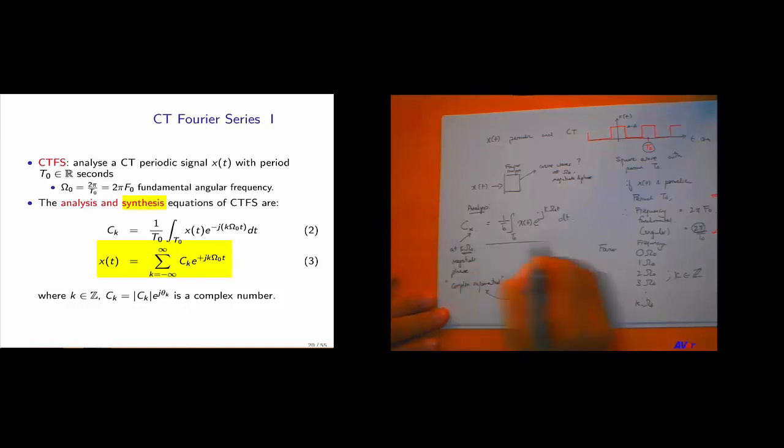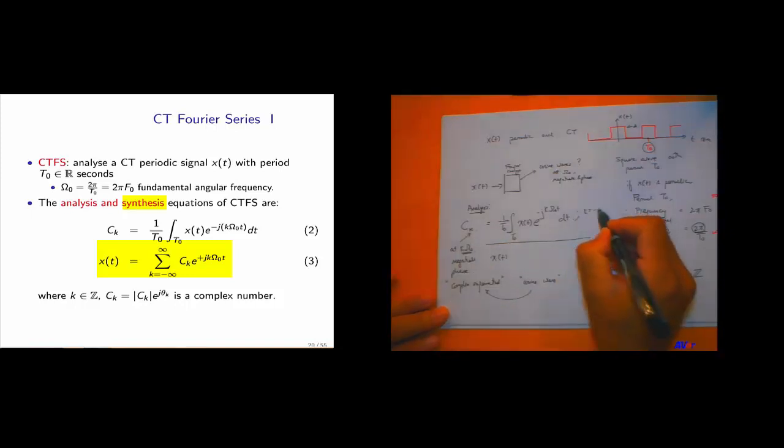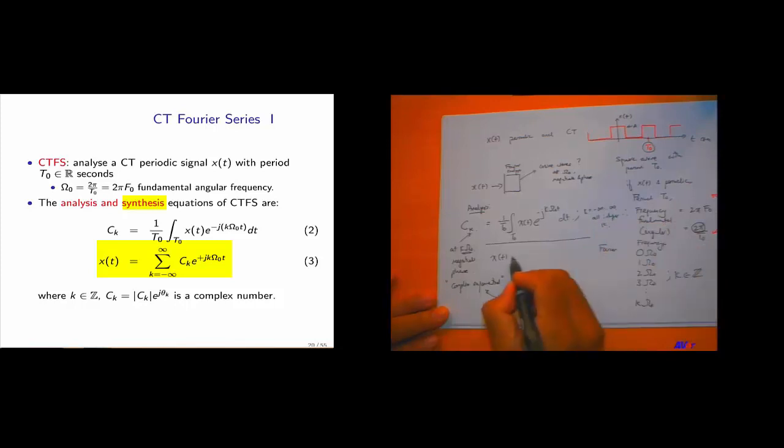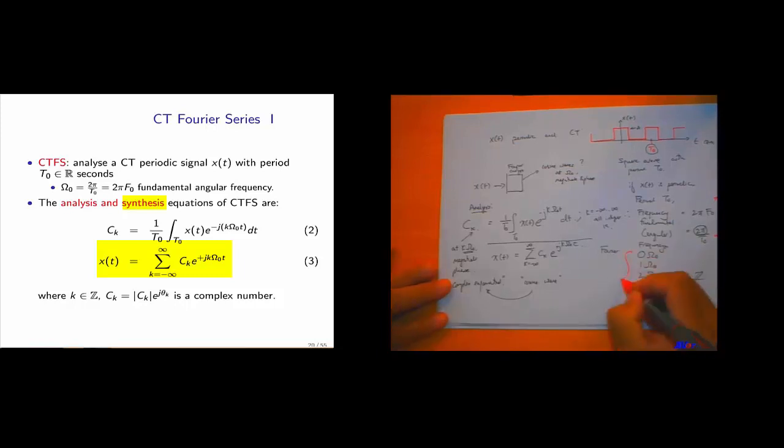The synthesis equation is this. Given that I have found all C k, so I must find for k equals minus infinity to infinity, for all integer values of k, x of t is the sum over k from negative infinity to infinity of C k e to the plus j k omega naught t. So, what is k omega naught t?